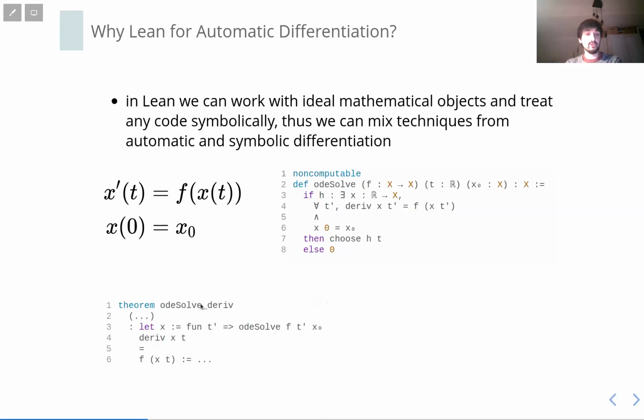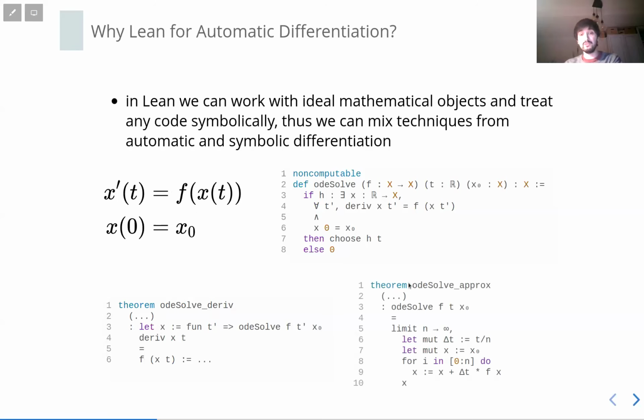So, for example, you can state a theorem that if you take a solution of a differential equation and you differentiate it with respect to time, you just get the function f. Therefore, if you write a program using this function and you want to differentiate it, you just use this theorem to rewrite it. And then once you're ready to run the program, you can use a different theorem, which just says the function ODE solve can be approximated by some simple time stepping scheme. Because we cannot compute the answers exactly, we have to pick some approximation. So you just pick it sufficiently high to obtain a desired accuracy.